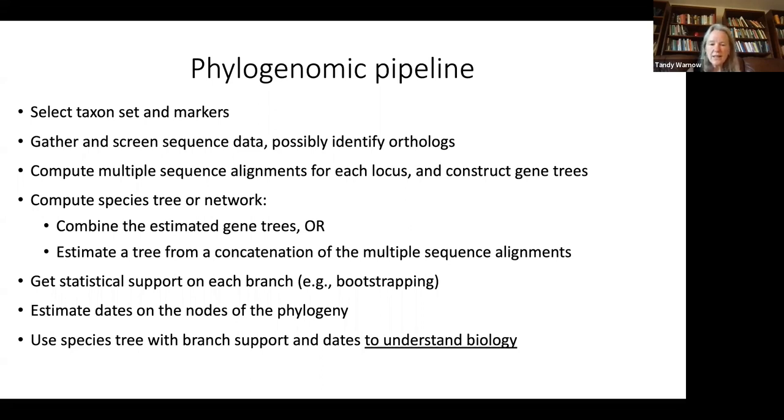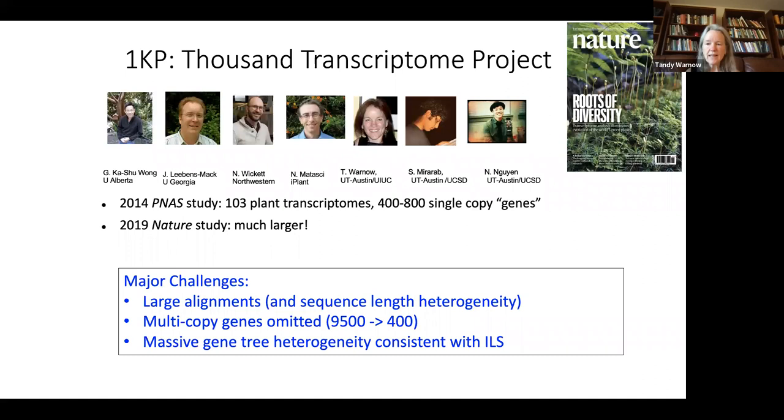So what's clear is that the things that you're doing here can impact the final biological discoveries. And if you do the initial steps, which are bioinformatic steps, wrong, then the subsequent conclusions can be wrong. And this is something that is very important to think about because of many of the large phylogenomic projects, this is one we were just hearing about, the 1KP, the 1,000 plant transcriptome project. There were two different studies that we did, one in 2014, one in 2019. And these data sets had very large numbers of sequences for each locus and many loci. And we had enormous amounts of heterogeneity in the data set.